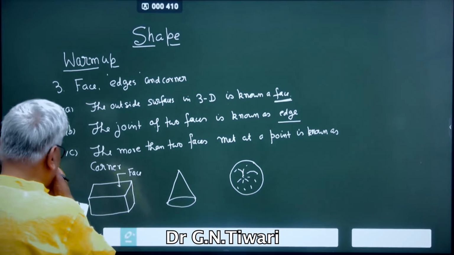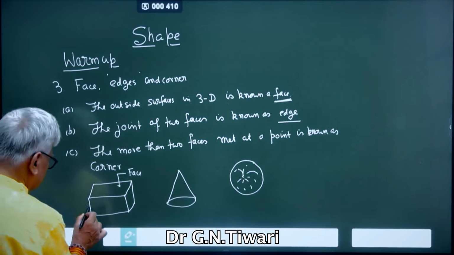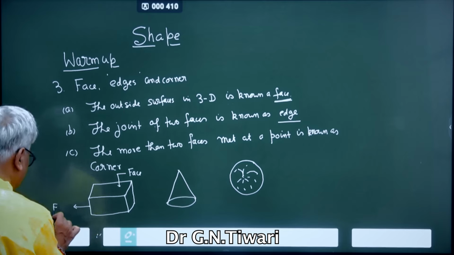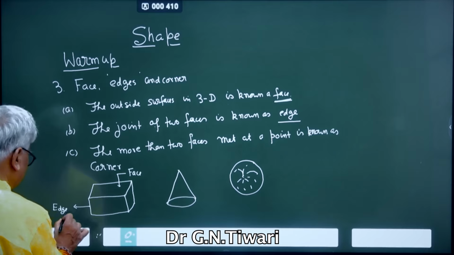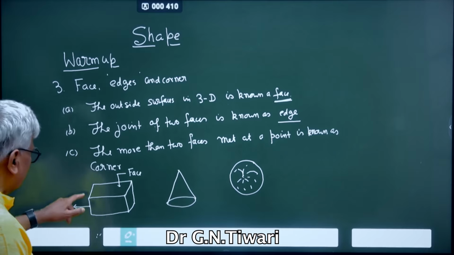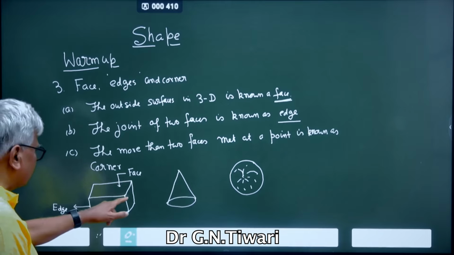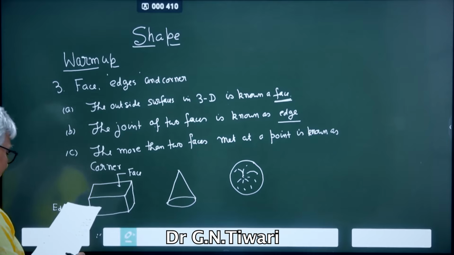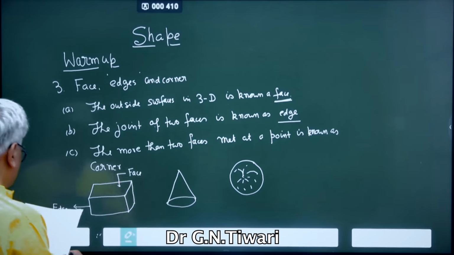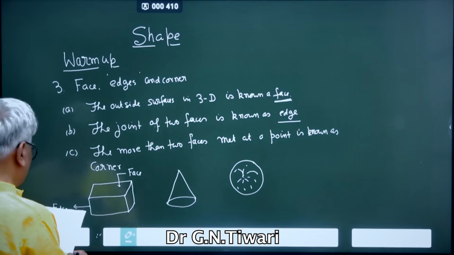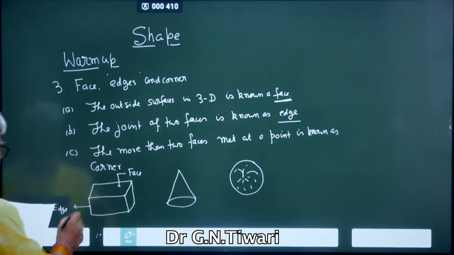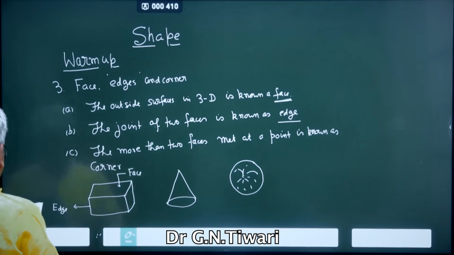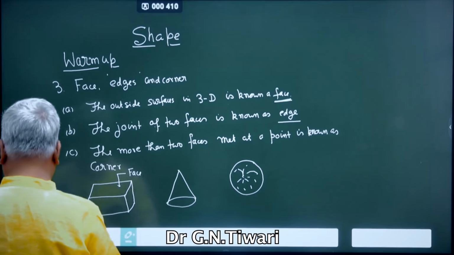The question is, what is the corner? Just see. This is the edge, E D G E. Now see, here 2 faces are meeting, one in front and one at the back. This face and this face, so it becomes corner. No, sorry, edge. This becomes edge, right? And corner, I think this is right.